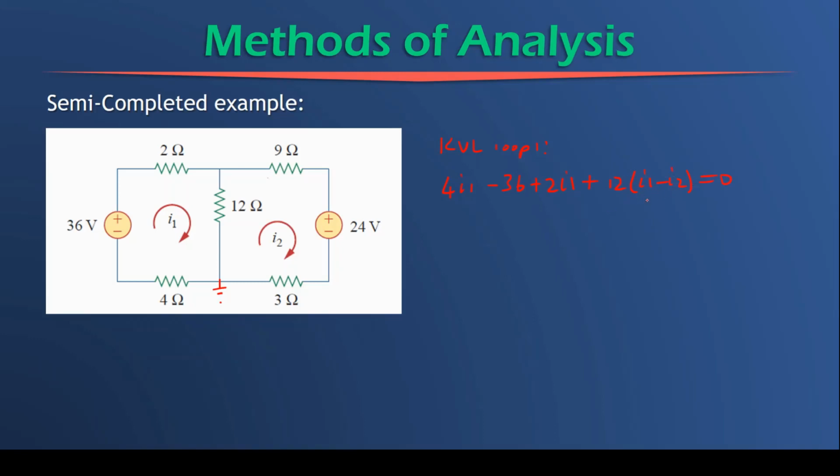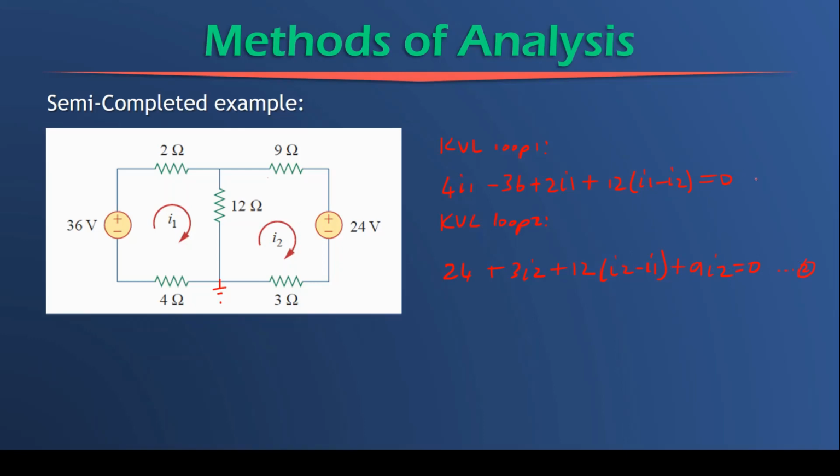The current here is always the reference current minus the other current. The reference current is the current of the loop that you're doing a KVL of first, minus the other current. Right, then we can do a KVL in loop 2. In loop 2, we're going to say 24 volts plus 3I2 plus 12(I2 minus I1) this time. I2 is the reference current because we're in the second loop, plus 9I2 gives us 0.